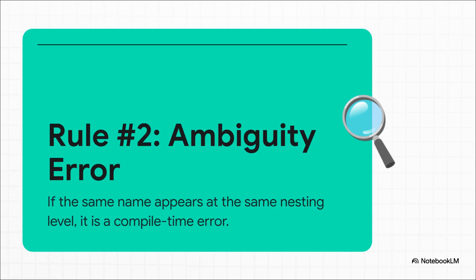And rule number 2 is just as clear. What if you embed two different types, and they both have a method called Start? Well, Go isn't going to flip a coin. It's going to say, whoa, I don't know which one you mean. And it will give you a compile time error. It forces you to be explicit, which is a core part of the Go philosophy.